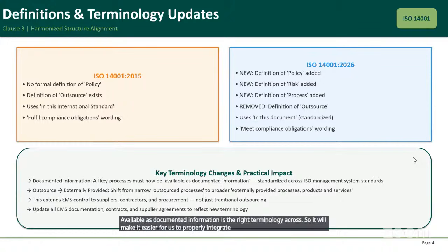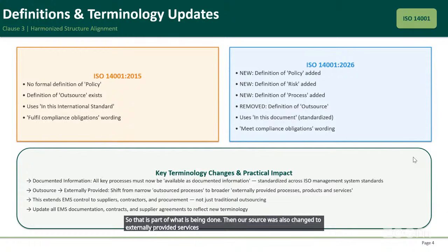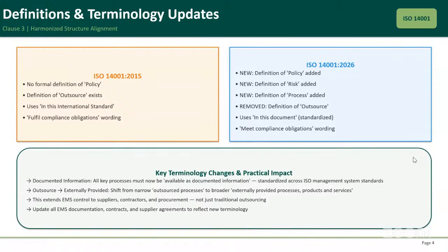So what they are trying to do is to ensure that across all the ISO documents, all the management system standards that we have, the terminologies are the same. That is part of what is being done. Then outsource was also changed to externally provided products and services instead of outsourced processes. Now there's a shift from narrow outsourced processes. Outsourced processes is more narrow, it's not detailed. Externally provided products and services has a wider coverage.